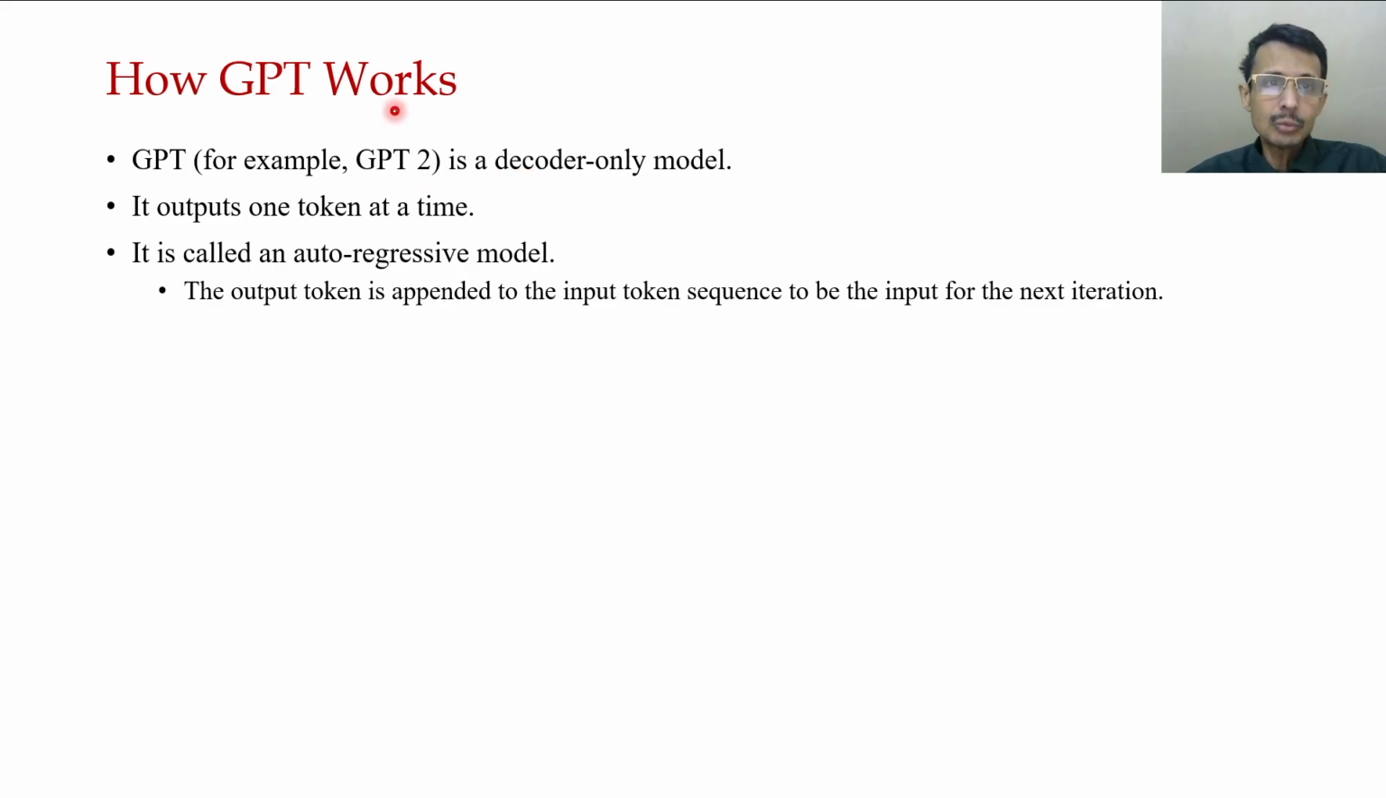Now first, to understand how GPT works: this GPT is decoder only, that we have to understand. It outputs one token at a time, so it is called an autoregressive model. Why is it called autoregressive? The output token is appended to the input token sequence to be the input for the next iteration.